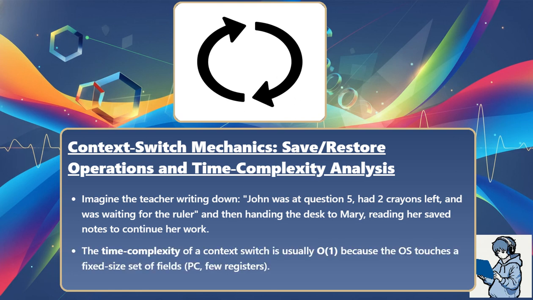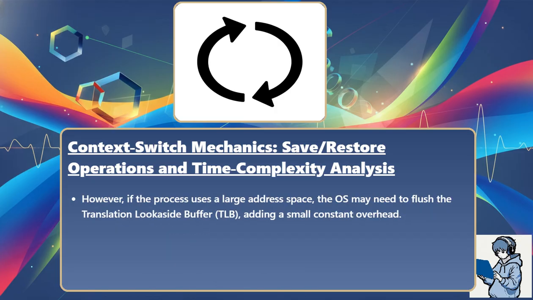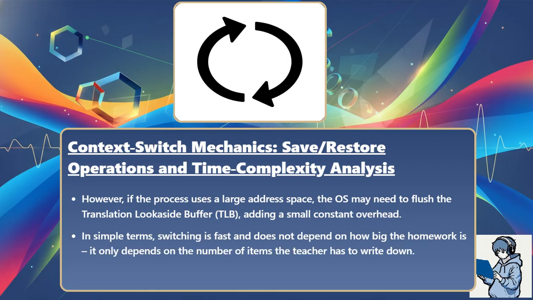The time complexity of a context switch is usually O of 1, because the operating system touches a fixed size set of fields, program counter, few registers. However, if the process uses a large address space, the operating system may need to flush the translation look-aside buffer, adding a small constant overhead. In simple terms, switching is fast and does not depend on how big the homework is.